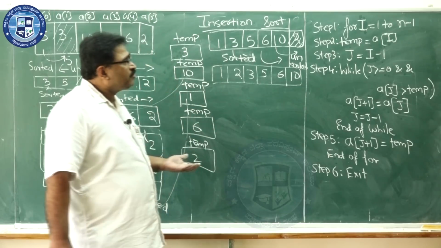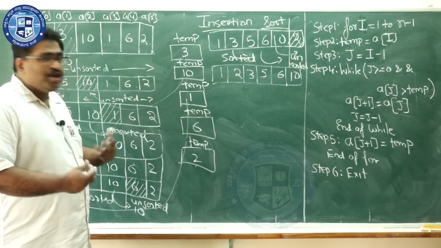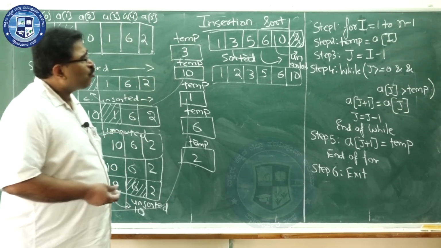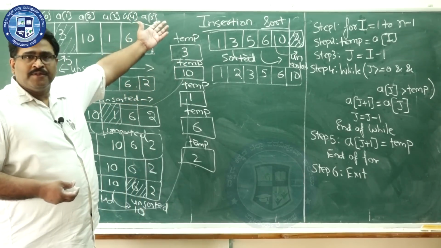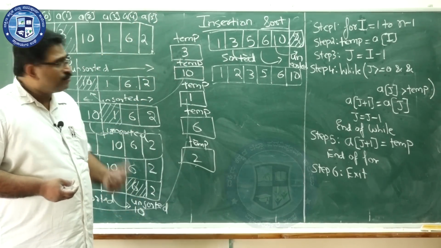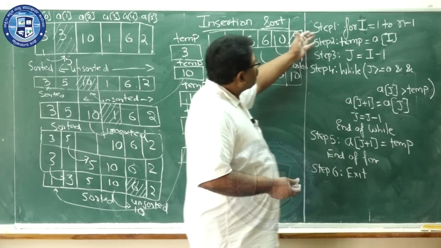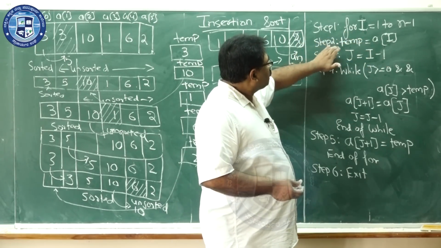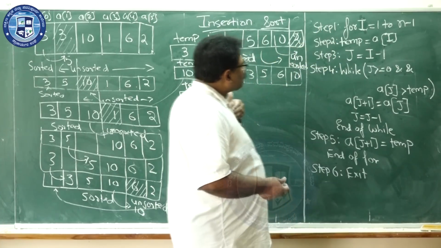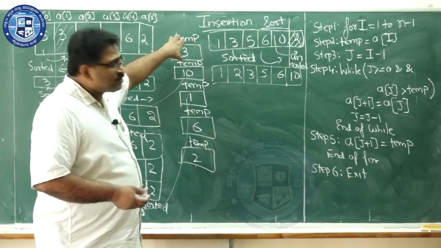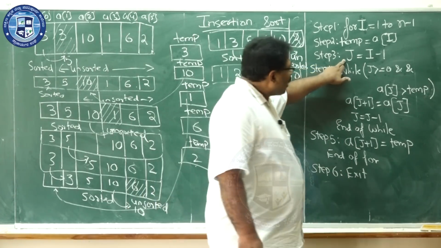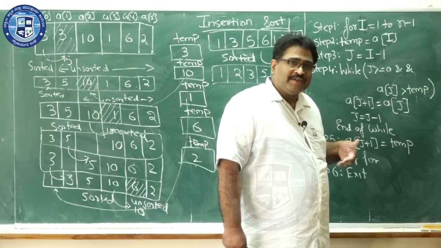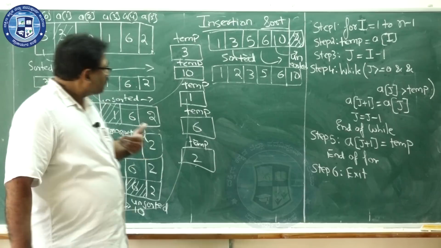I'll repeat this once again so that it will be clear. The same thing you need to put down into the program. The same steps. Only what will change is the input and the output. So I'll just repeat the steps. For I equal to 1 to n minus 1, the first step is temp is equal to A of I. That means I'm pushing the value towards temp. Then I'm setting the value of J one position lower than I. That means J is equal to I minus 1.